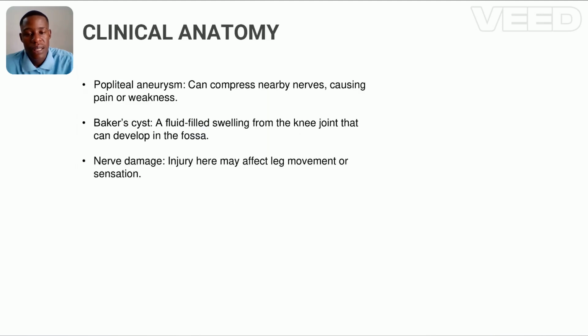What is the clinical anatomy of the popliteal fossa? The popliteal fossa could be faced with popliteal aneurysm. This can be the compression of the nearby vessels causing pain or weakness. You've also got the Baker's cyst, which is a fluid-filled swelling from the knee joint that can develop in the fossa. And we've also got nerve damage, which is injury to the nerves in the popliteal fossa, which can affect the leg movement or sensation.